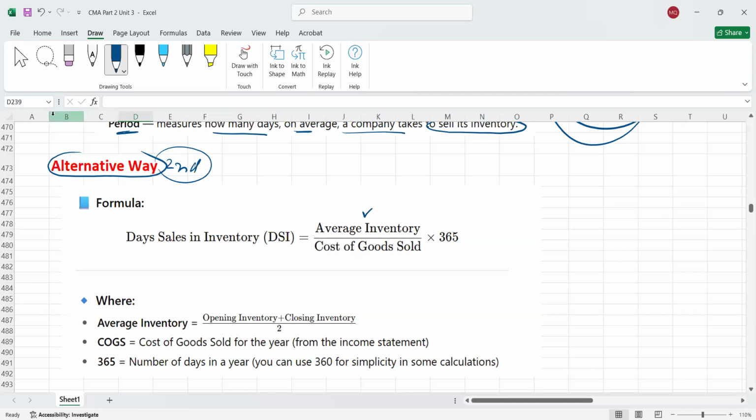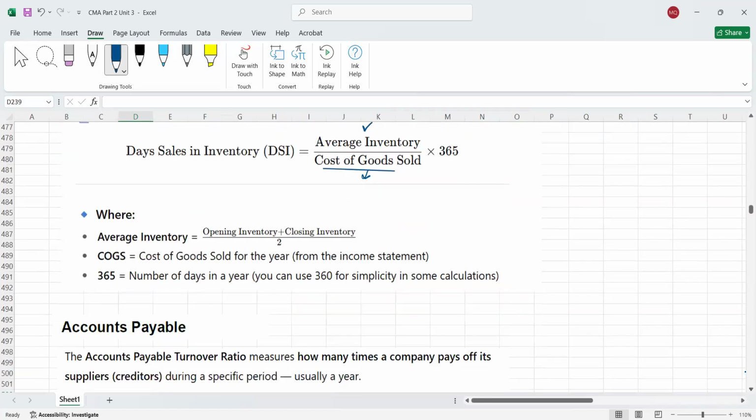Average inventory, you already know how to calculate. Opening inventory, meaning last year's inventory, plus closing inventory, meaning current year's inventory, divided by 2. That's the average inventory, and you will divide it by the cost of goods sold. Sometimes if cost of goods sold is not available, you can also use purchases, but we'll prefer here to use the cost of goods sold.